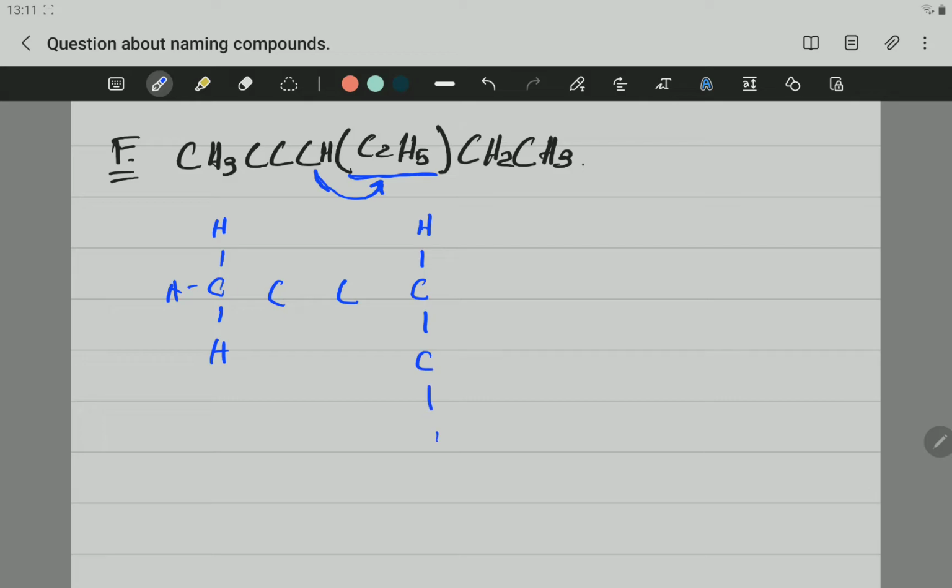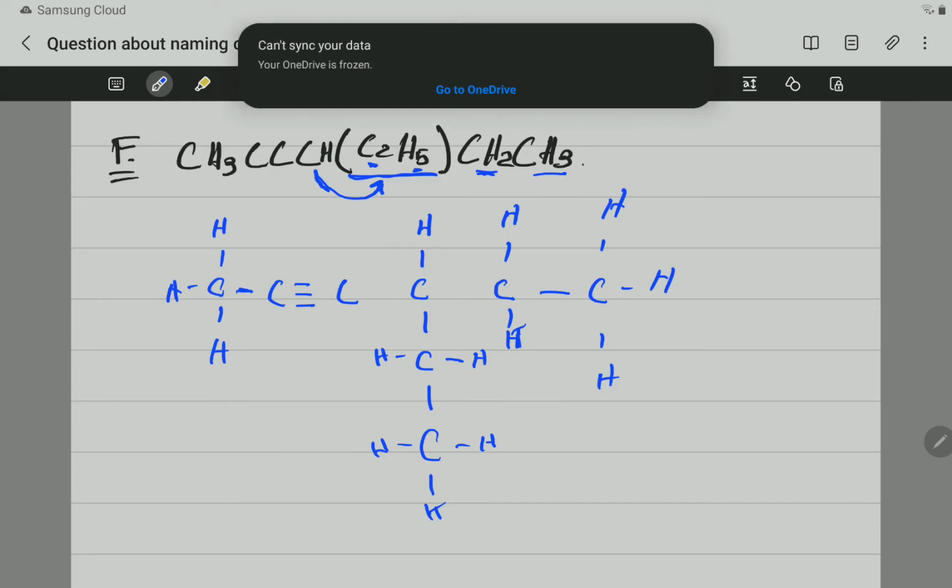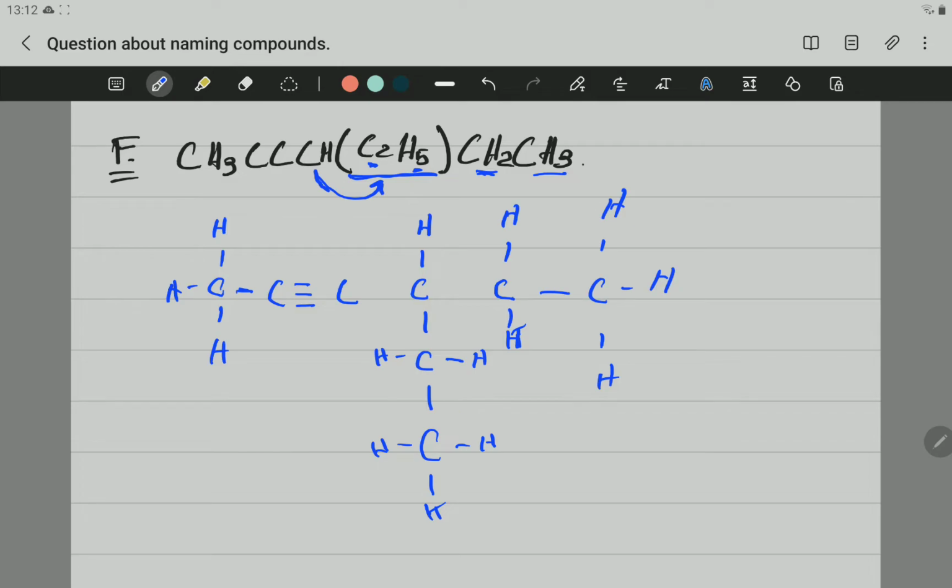We have 2 carbons there, and we have 5 hydrogens: 1, 2, 3, 4, and 5. Then we have another carbon with 2 hydrogens, and then finally we have a carbon with 3 hydrogens. Now we can connect all the carbons. We can now draw all the bonds between the carbons. Remember, each carbon must have 4 bonds. So the first carbon has 3, and 1 is 4. The second carbon has 1 and needs to have 4: 1, 2, 3, and 4. The third carbon will have 3 and 1 is 4, and then the rest is just easy.